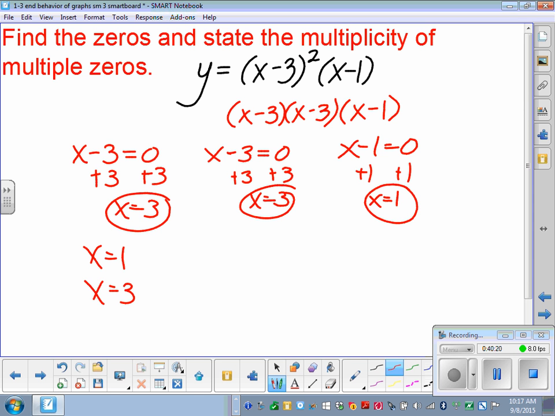Now that we're in secondary 3, we expect you to understand multiplicities. So you would write x is equal to 3 with a multiplicity of 2, because that means it happens twice. 3 happened twice. So you write x is equal to 3 with a multiplicity of 2. So what if that happened 5 times? What if we had x minus 3 to the 5th? How many times would it have happened? 5, right? So we would say x is equal to 3 with a multiplicity of 5. Does that make sense, everybody? Yes? Are we sure? Do we need another example like that? Okay.